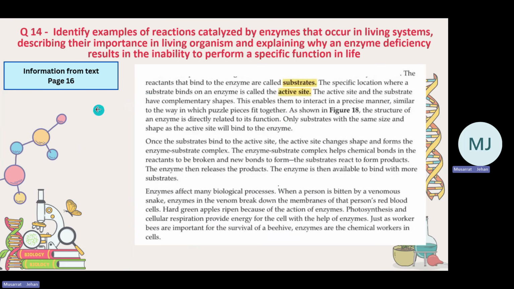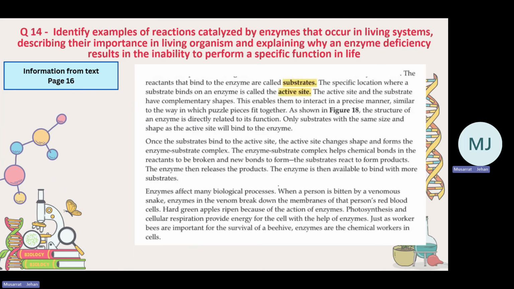Next, they're talking about enzymes. Information from text page number 16. Now, when we're talking about enzymes, enzymes are catalysts, biological catalysts. What are enzymes? They're biological catalysts. They're found in living organisms and they help to speed up a biological reaction.